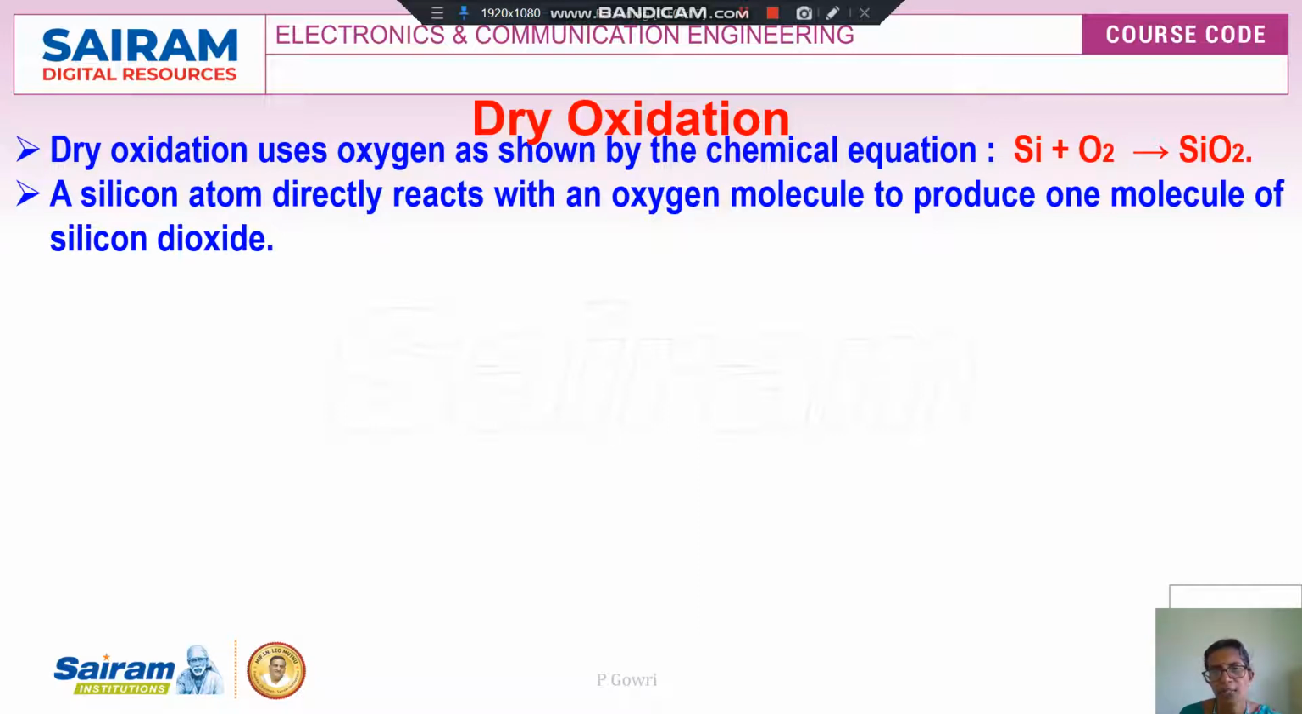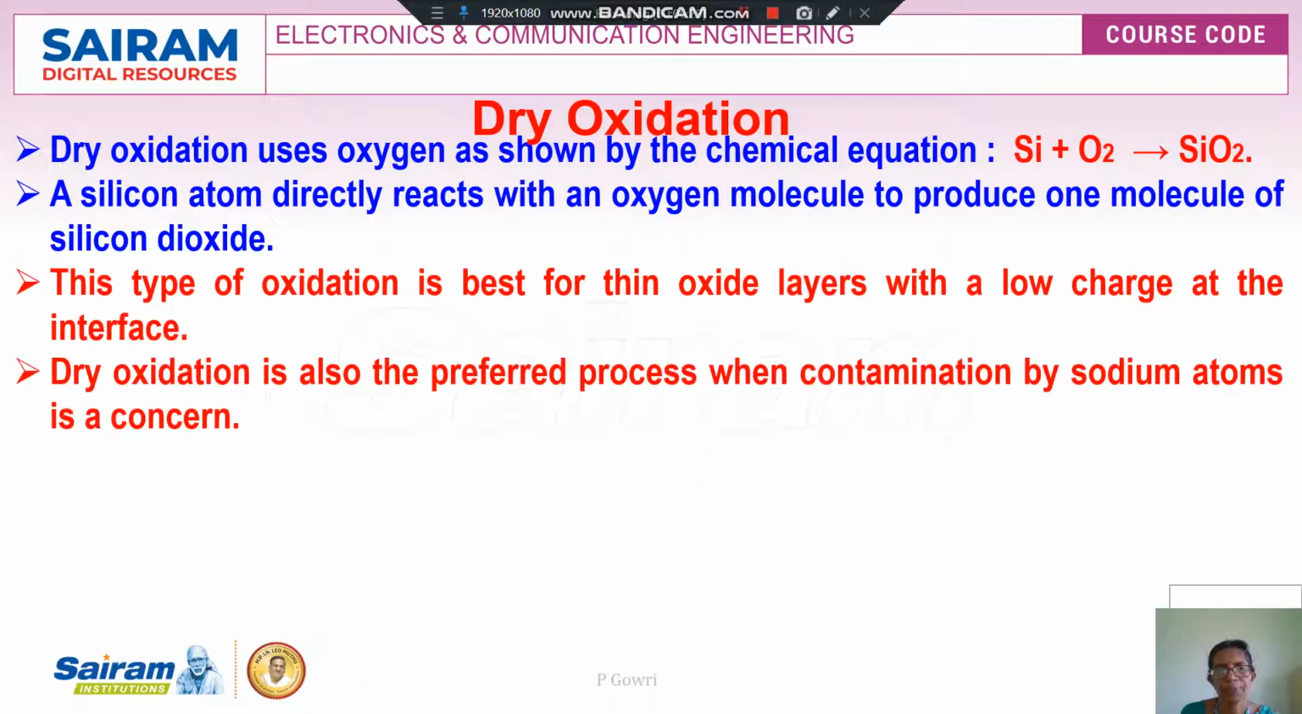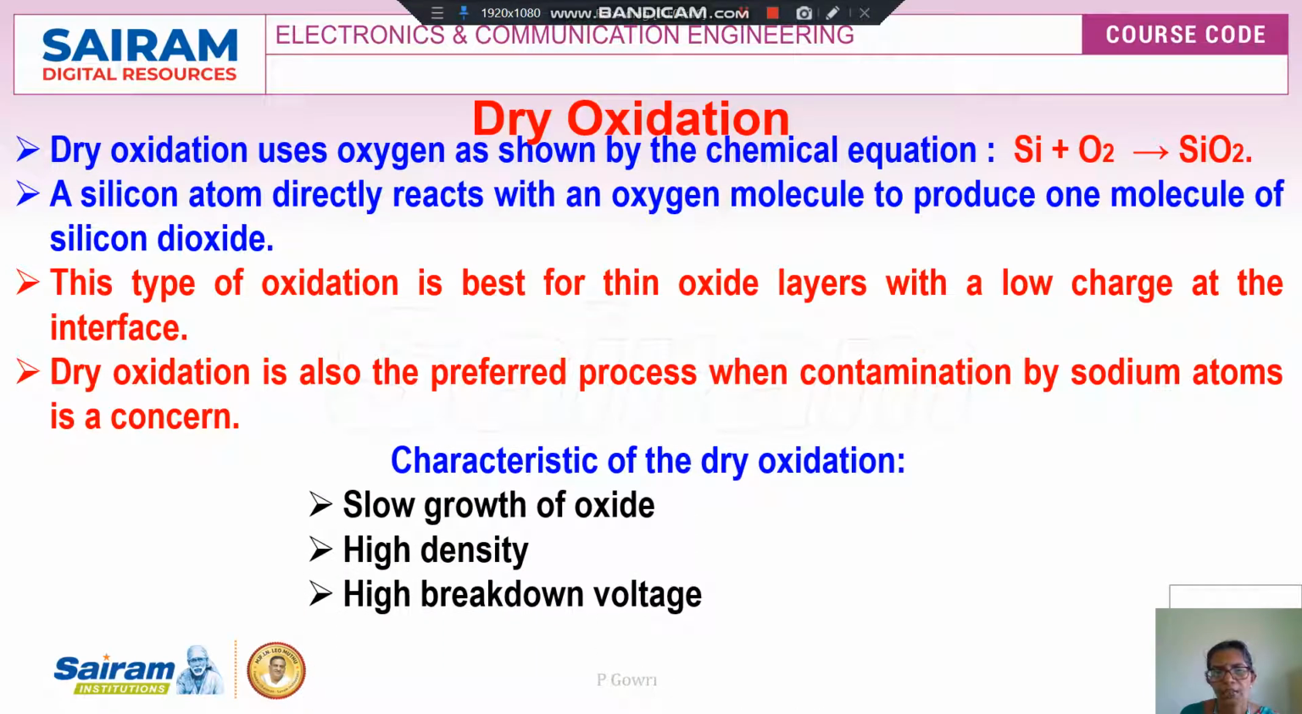So the silicon oxide will be formed by passing oxygen gas over the silicon at a very high temperature. So the silicon will directly react with the oxygen molecule to produce silicon dioxide. This type of oxidation is best for thin oxide layers with low charge at the interface. That is, wherever we need thin oxide layers, dry oxidation is used. Also, it is the preferred process when contamination is a concern. Then the characteristics of dry oxidation are slow growth of oxide. It gives high density and high breakdown voltage.